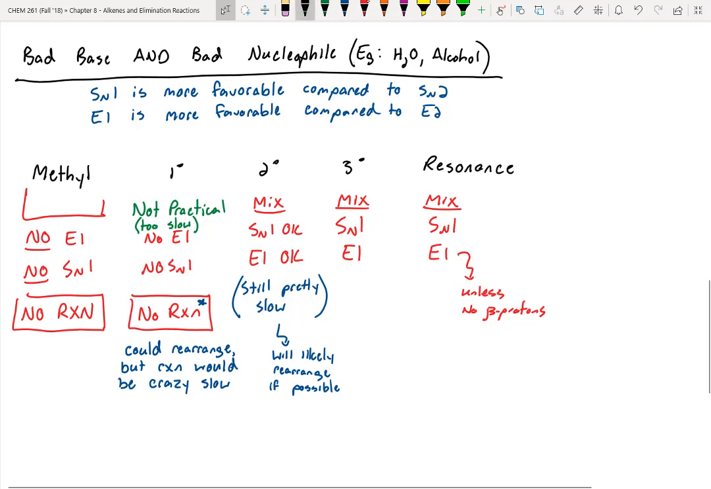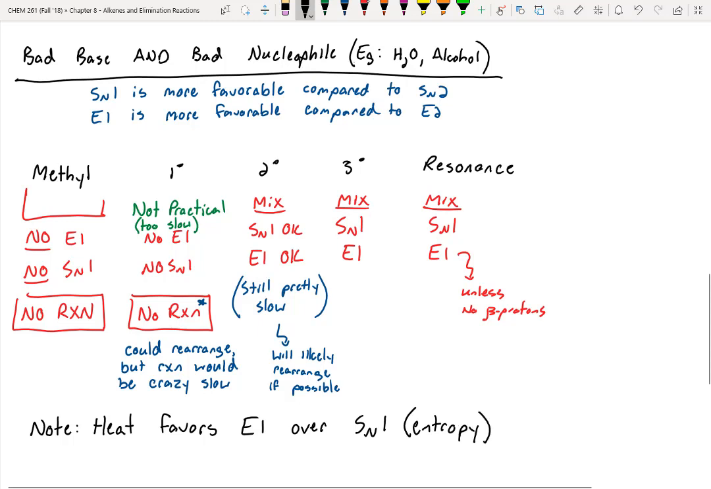Heat. So let's make a note that heat favors E1 over SN1. And why is that? Chaos or entropy. We talked about it early on in the elimination chapter. Elimination, we create more moles of product than starting material, so entropically it's more favorable, where entropy doesn't play a large role with substitution. Yeah?